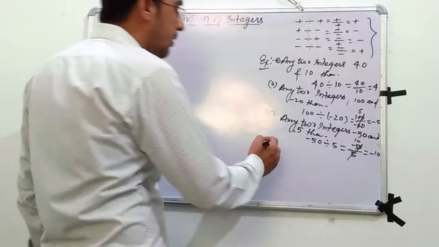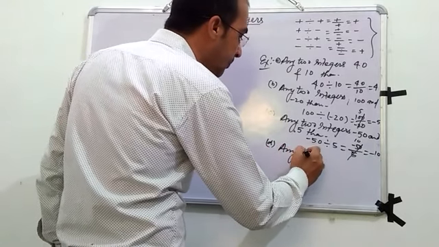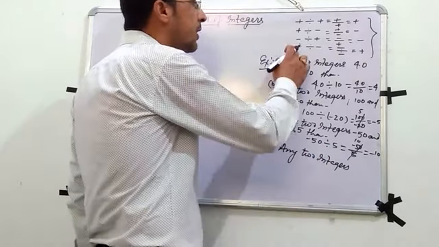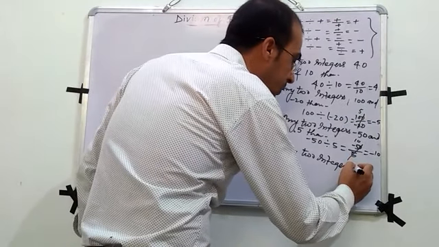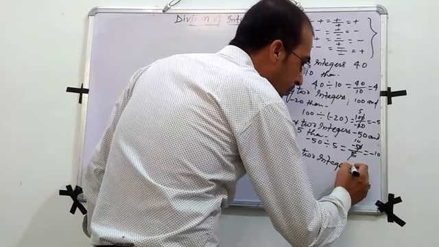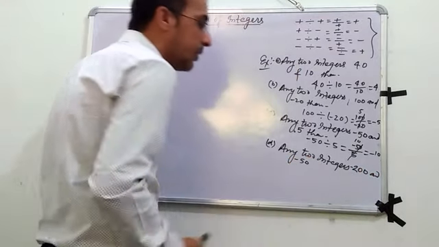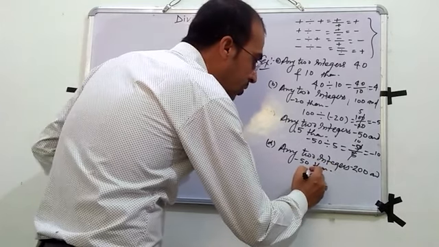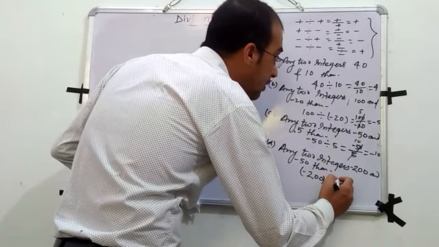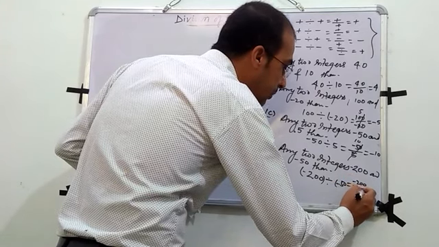Is it clear? And the next part: any two integers, one is negative, another is also negative. It means suppose 200, it is minus 200 and minus 50. Then minus 200 divided by minus 50.